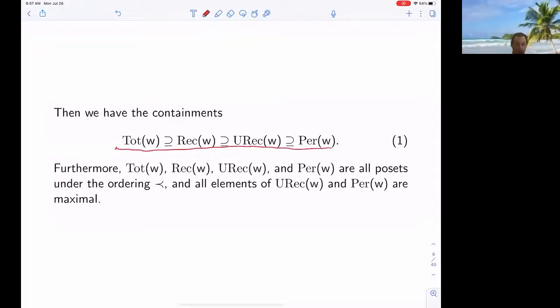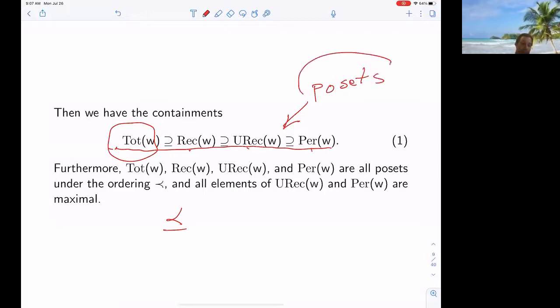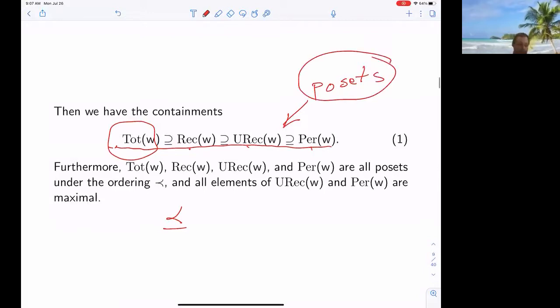And they all inherit this poset structure, right? The set of equivalence classes, which is tot, has this partial order, and it restricts to a partial order on these. So these are all posets. And a question we're going to be interested in is, what are these posets?